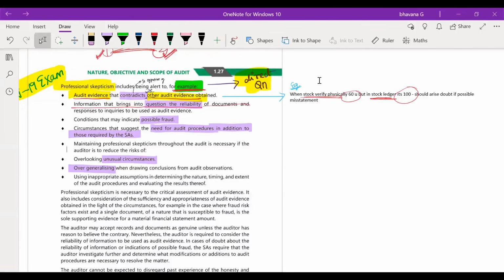Next is maintaining professional skepticism throughout the audit, which is necessary if the auditor is to reduce the risk. So this is the basic point: if you want to reduce the risk, you maintain professional skepticism. Next is if some unusual circumstance is happening, in such a case also professional skepticism, that means you have to be alert. Next is over-generalizing when drawing conclusions from audit observations. That means everything becomes very generalized.